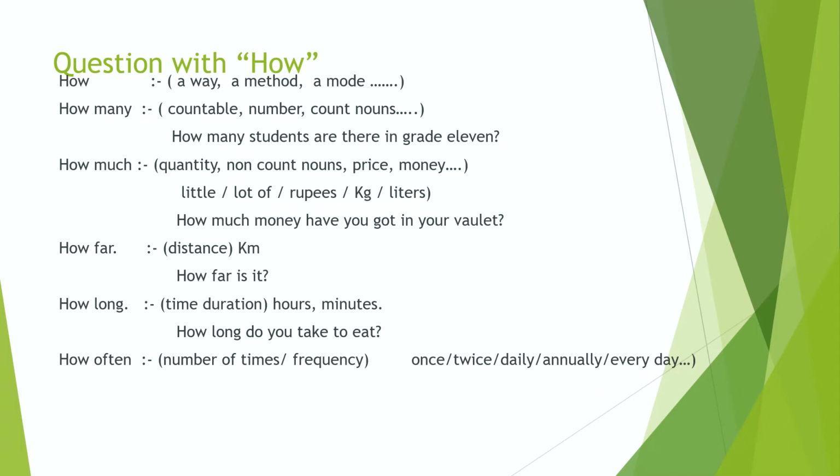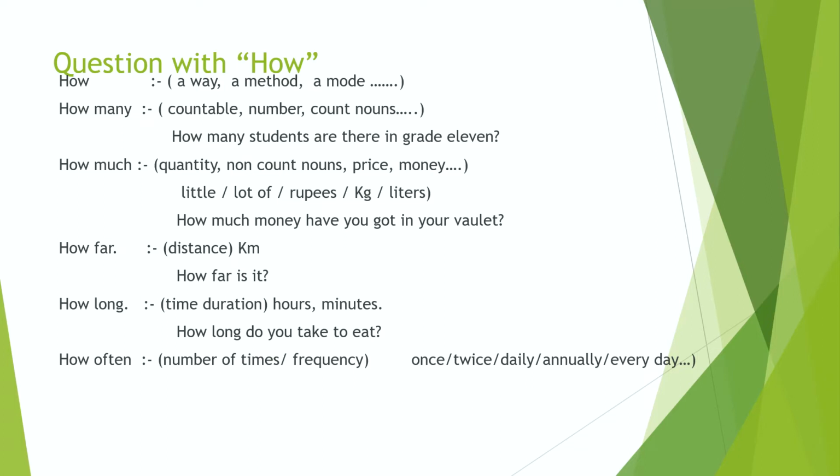Earlier we saw the WH questions. Now we are going to use some questions using how. How? A way, a method, a mood. Now we'll see some examples. How many? It is countable, number, count nouns. For an example, how many students are there in grade 11, children? Normally we count the heads.